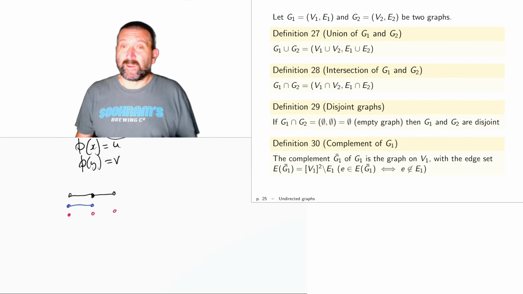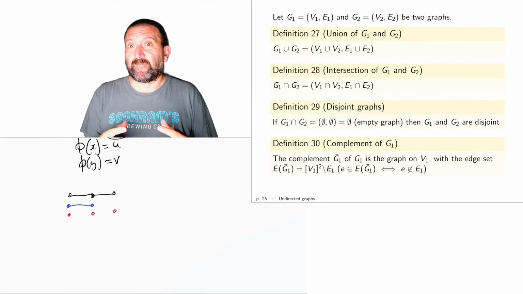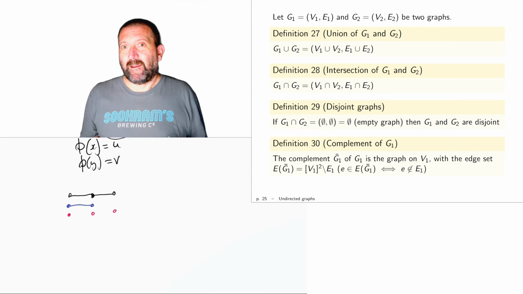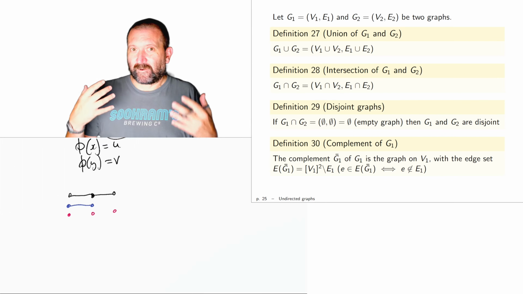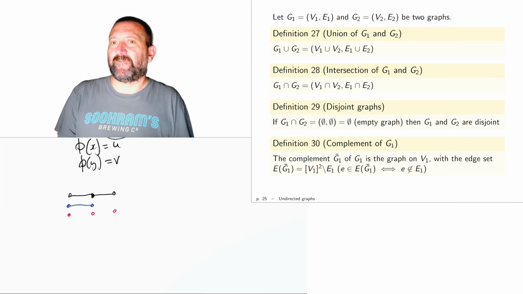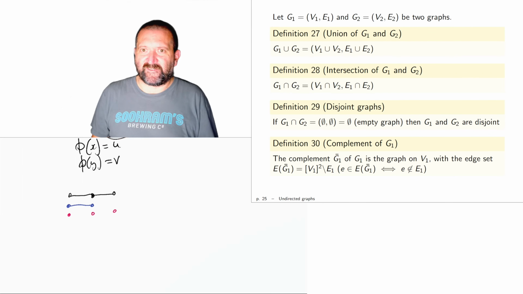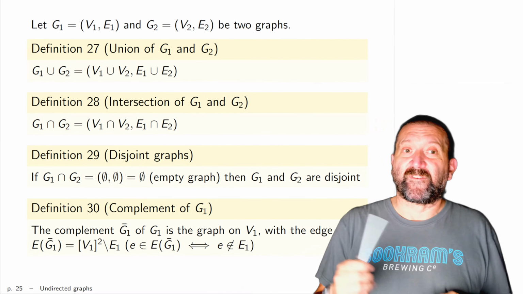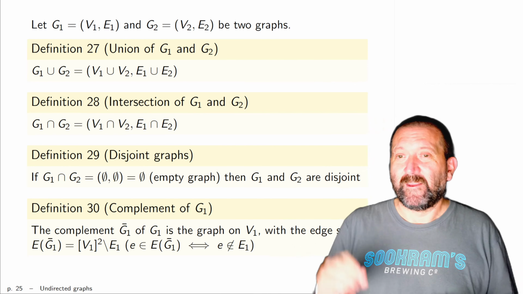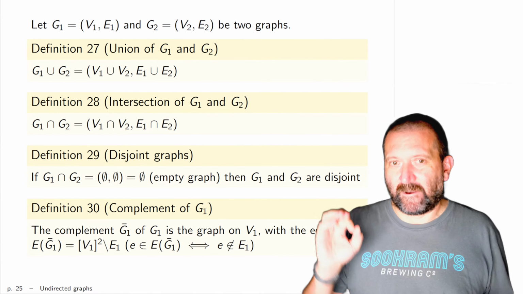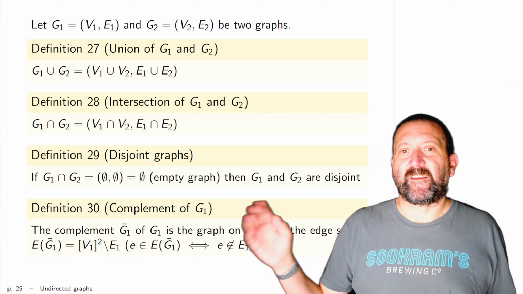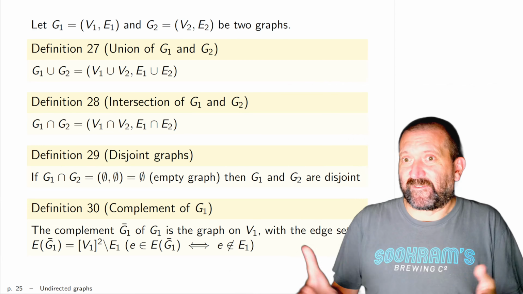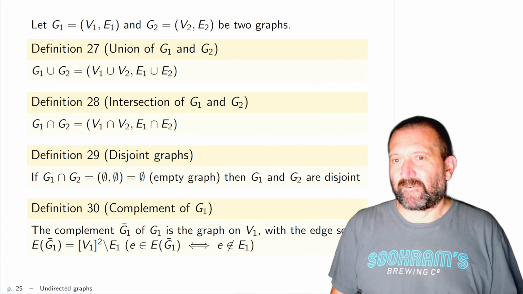When we have 2 graphs, we can put them together. Putting 2 graphs together means putting together their vertex sets and their edge sets. The intersection of 2 graphs, on the other hand, is the graph that you get by considering the intersection of the vertex sets and the intersection of the edge sets. We say that 2 graphs are disjoint if, when you take the intersection of the 2 graphs, you end up with an empty set of vertices and an empty set of edges. In that case, we'll just denote the empty set altogether to say this is the empty graph. And if the intersection of the 2 graphs is empty, then the graphs are disjoint.